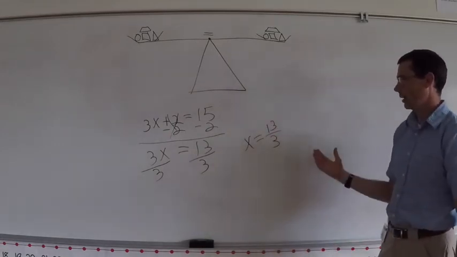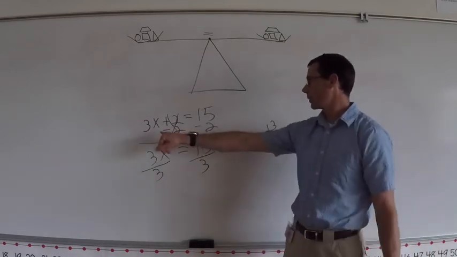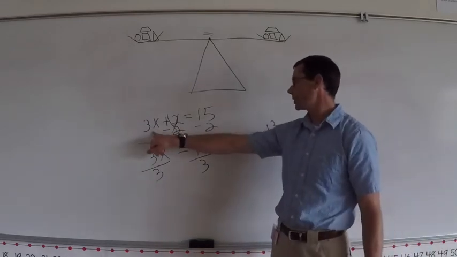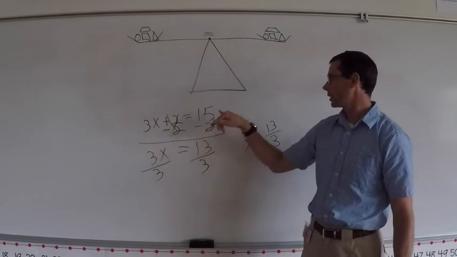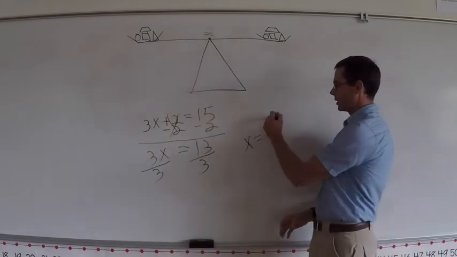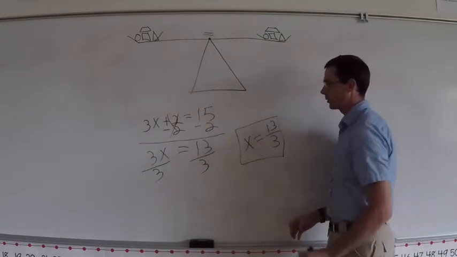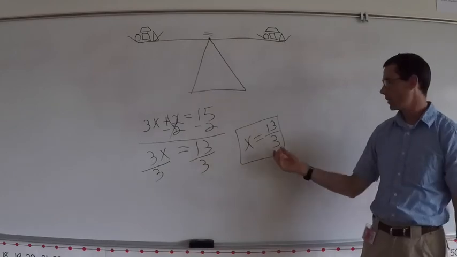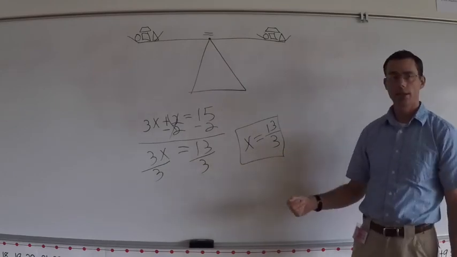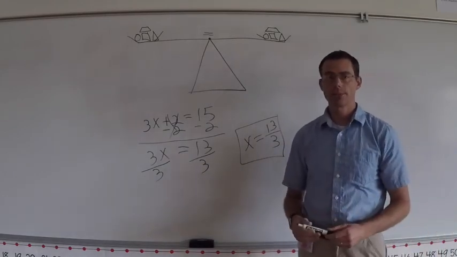And that would make sense. 13 over 3 times 3 gives me 13, plus 2 equals 15. That's how we use the scale idea, or these operations, to solve for x. And that's the first thing that we're going to do for algebra, is some review for that.